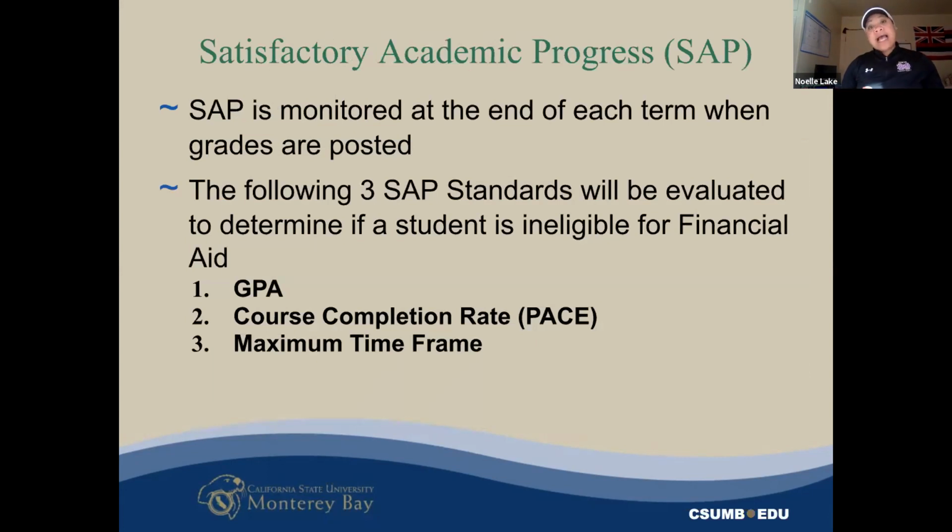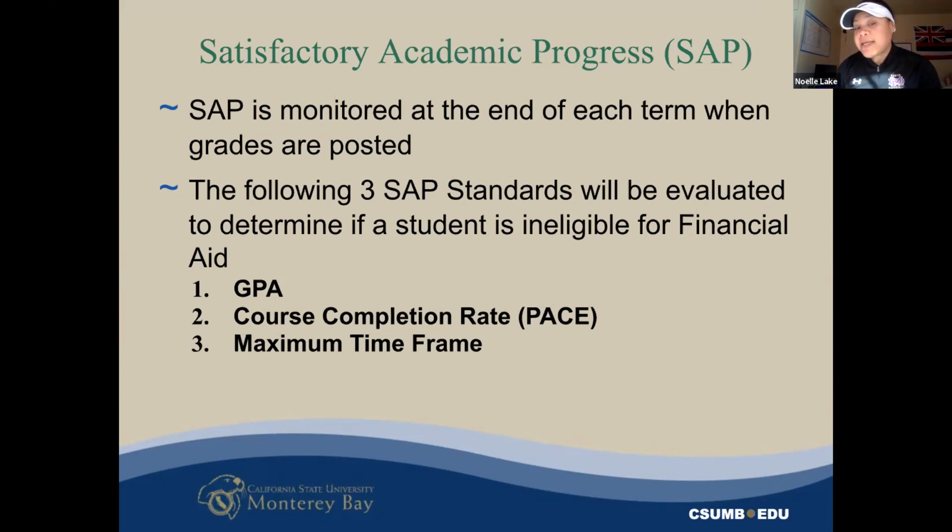Now, SAP, Satisfactory Academic Progress. What this means is, usually academic advising has academic probation if you failed your courses or so forth. It's similar for us as financial aid, but it's called SAP. So we monitor SAP after each semester when grades are posted. And how we monitor SAP, there's 3 categories.